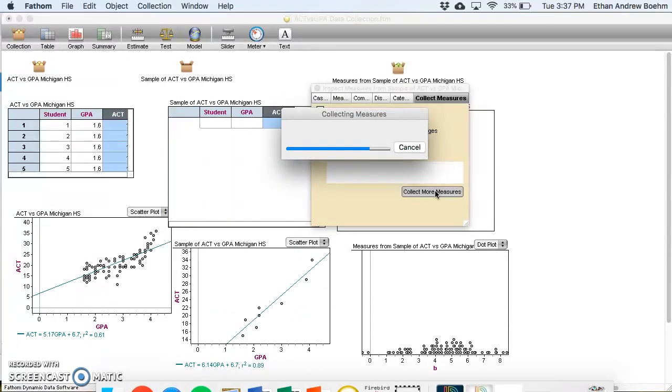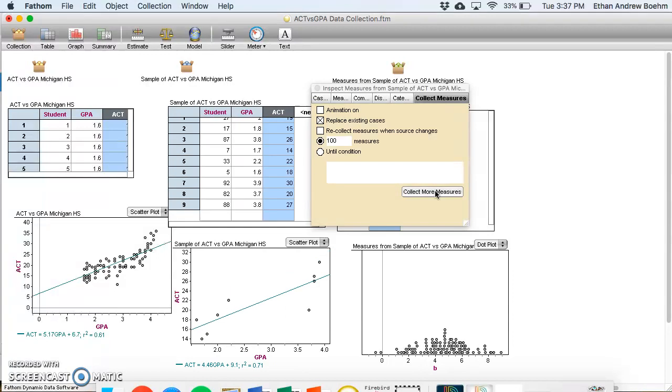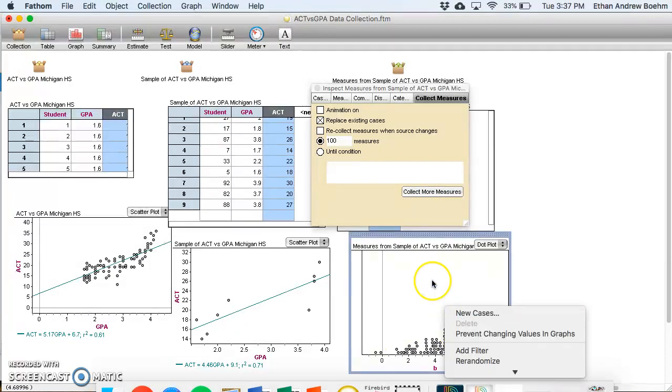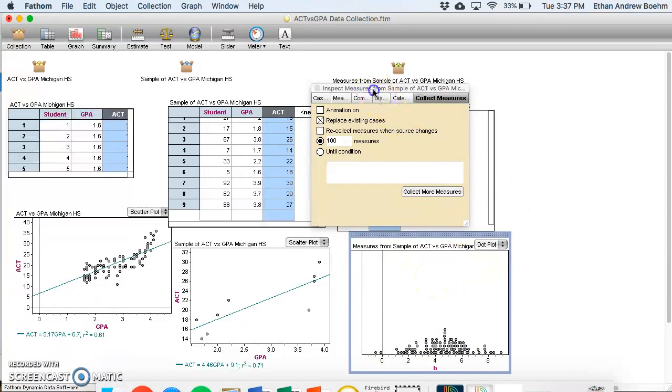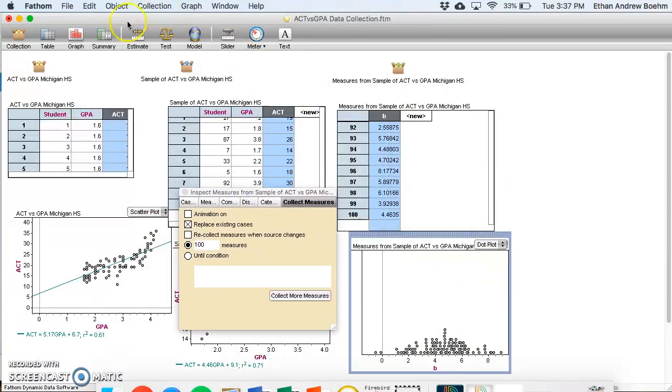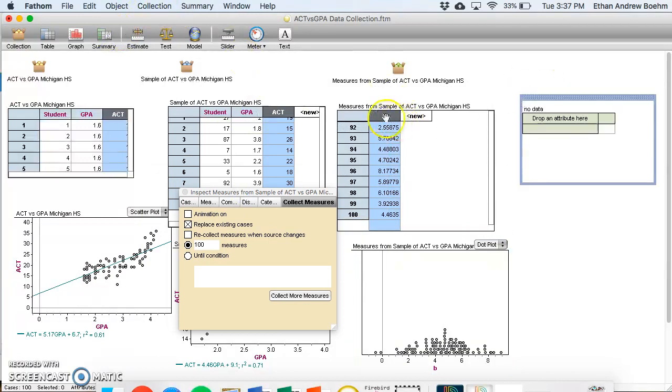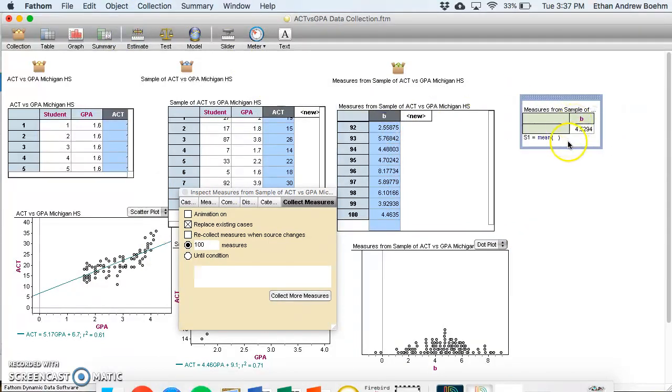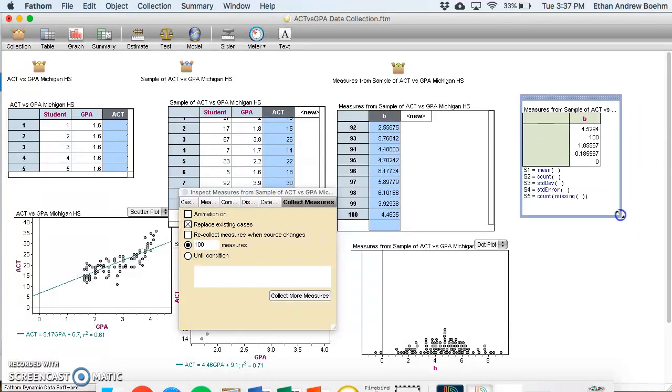And so what we're seeing happen here is we have the sampling distribution of the sample slope. Here's 100 measures. I might be interested in what the mean and the standard deviation are, and I can do that by pulling down the summary table and bringing down this attribute. It's got mean, so it's going to be the mean of the sampling distribution of sample slope. I can add the basic 5-number summary, and I can see the standard deviation there.